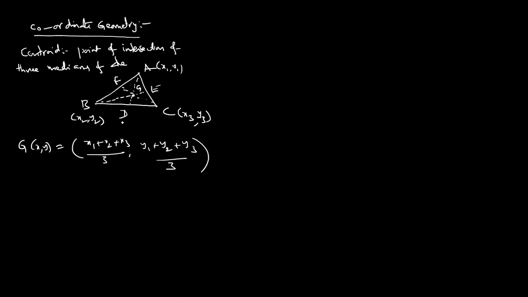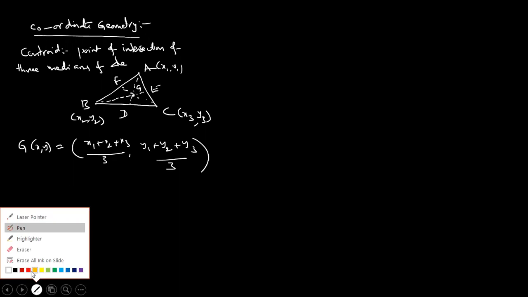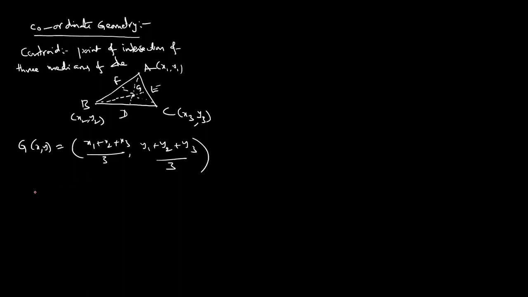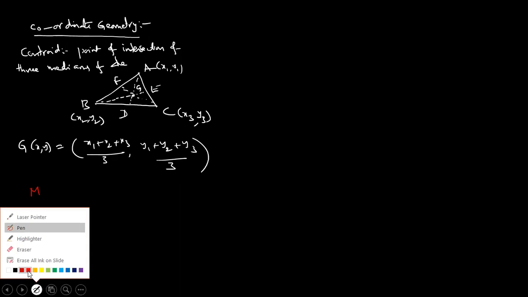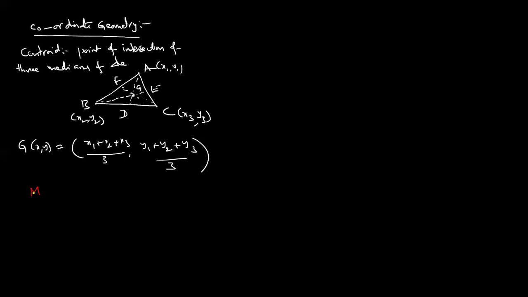So first of all, what is the idea? How to solve? Sir, we should find the coordinates of D. Yes. That means the midpoint of BC. What is the answer? (x2 plus x3) by 2, comma, (y2 plus y3) by 2. Fine.